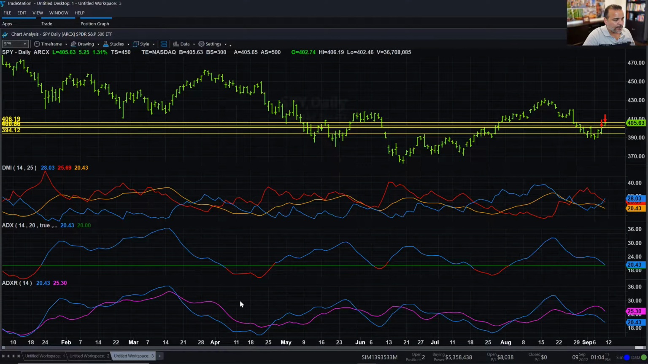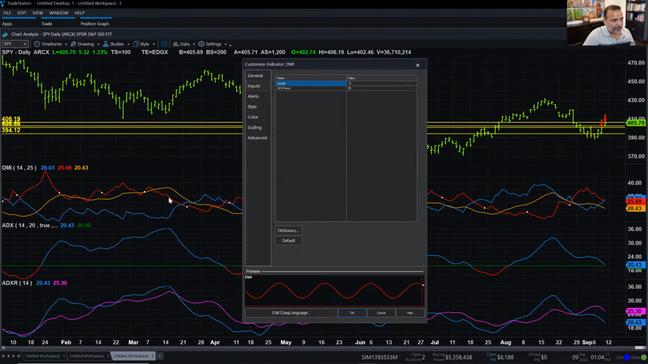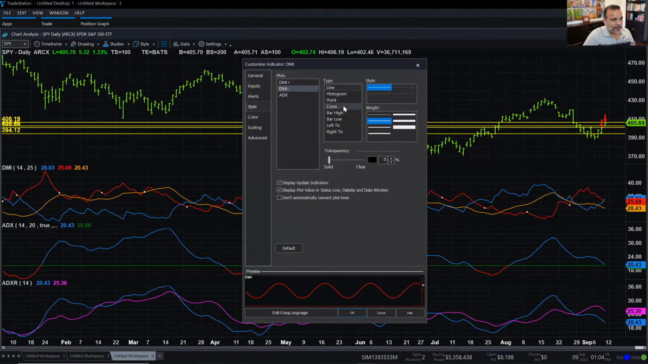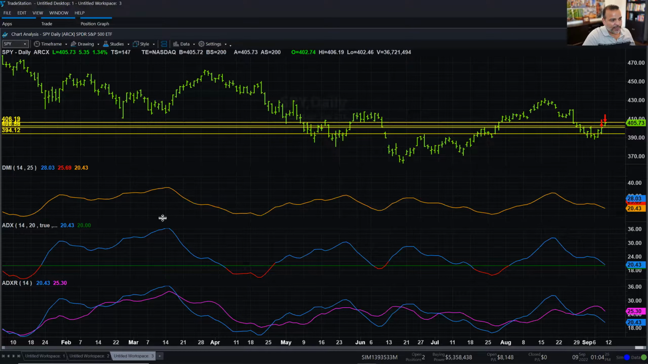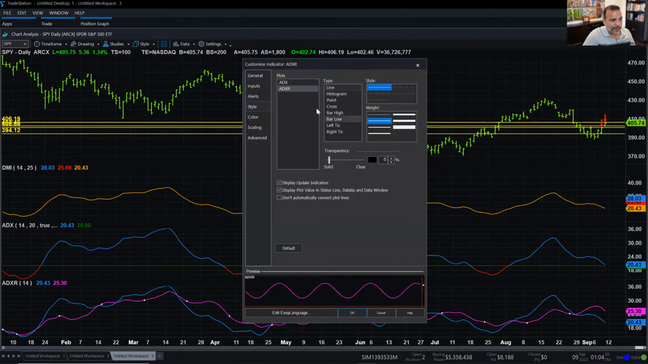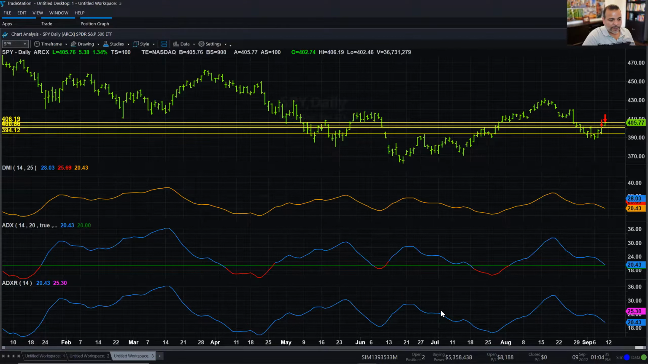Okay, so yes. Here on the DMI, we went to the style and we made the DMI plus and the DMI minus transparent so that we could see the ADX, right? So now you can see the line similar to this one and similar to the blue line right here. Let me go ahead and make the ADXR a transparent line. You can see that all three lines here are exactly the same because it's plotting ADX.